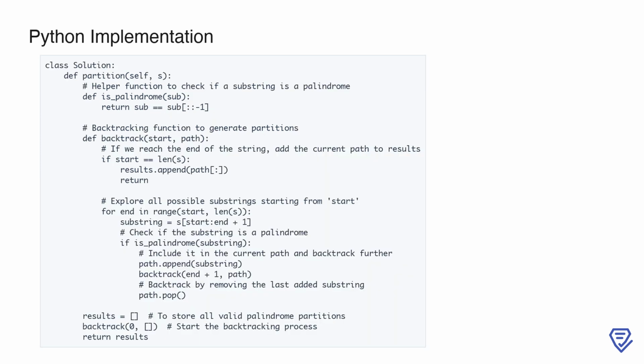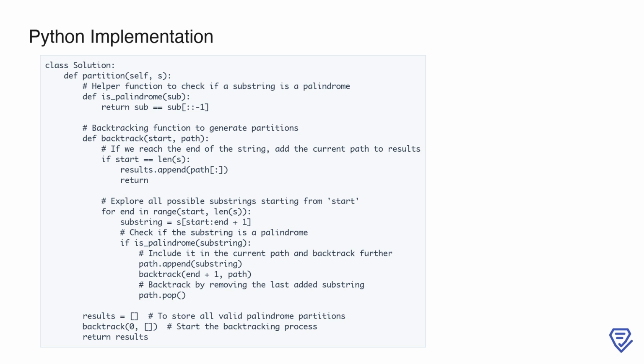This implementation solves LeetCode problem number 131, Palindrome Partitioning, which requires finding all partitions of a string such that every substring in the partition is a palindrome. The solution uses a backtracking approach. First, we define a helper function is_palindrome to check if a given substring is a palindrome. This function uses Python slicing to reverse the string and compare it with the original. The main logic is implemented in the backtrack function.